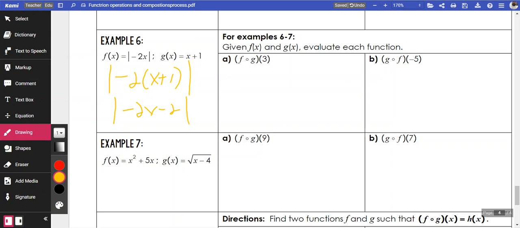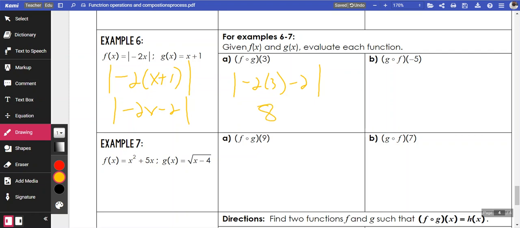So if you do that, you find f of 3. If you plug in 3, you take the absolute value of negative 2 times 3 minus 2. Negative 2 times 3 is negative 6. Minus 2 more is negative 8. What does that get you? That gets you absolute value of 8.